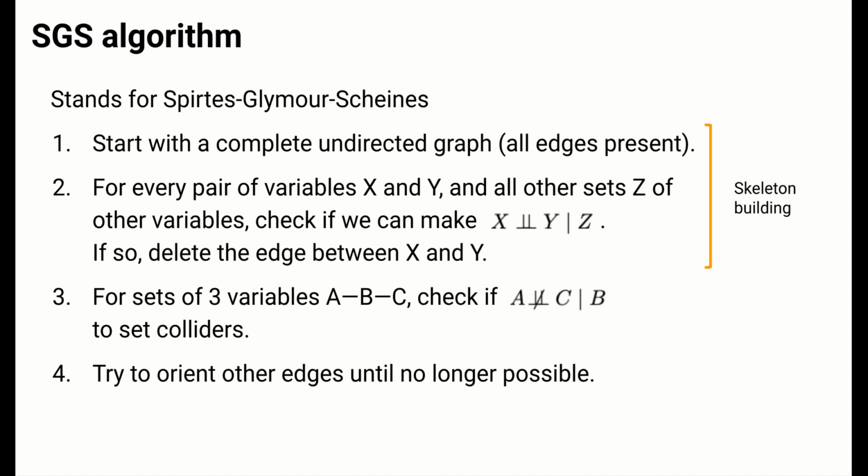Steps 1 and 2 form the skeleton building phase of the algorithm. Steps 3 and 4 form the edge orienting phase. In step 3, we look at triples of variables to check conditional dependence relations to orient colliders. And orienting colliders can sometimes inform the orientation of other edges. This is often called inducing an orientation. So in step 4, like a jigsaw puzzle, we try to use the oriented colliders to orient other edges where possible.